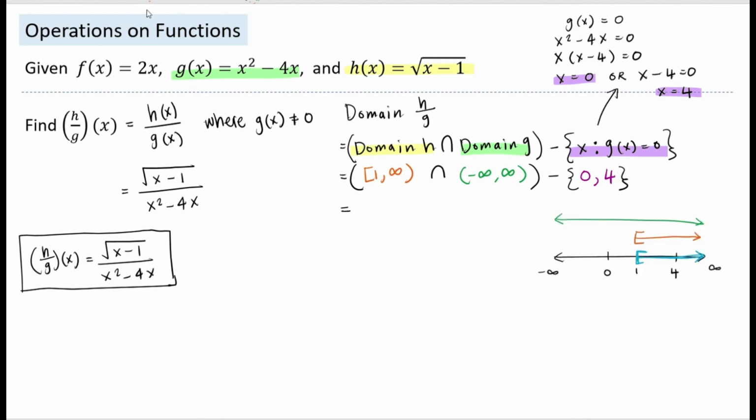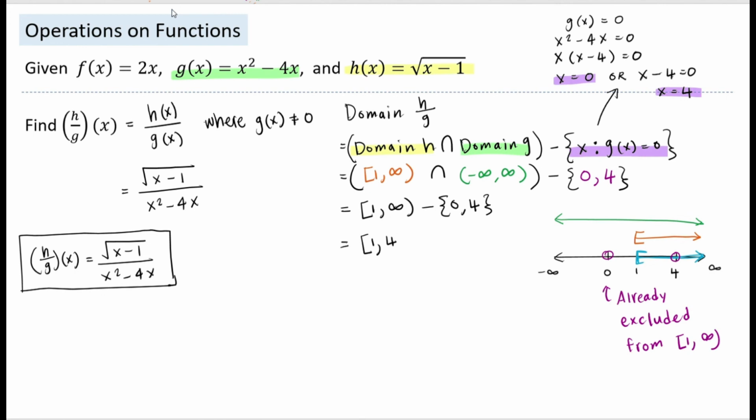Then we have the closed interval from 1 to infinity minus the set of 0 and 4. Because 0 is already outside of the interval from 1 to infinity, we need to exclude 4 from the interval. Then the domain of h over g is the closed interval from 1 to 4 union the open interval from 4 to infinity.